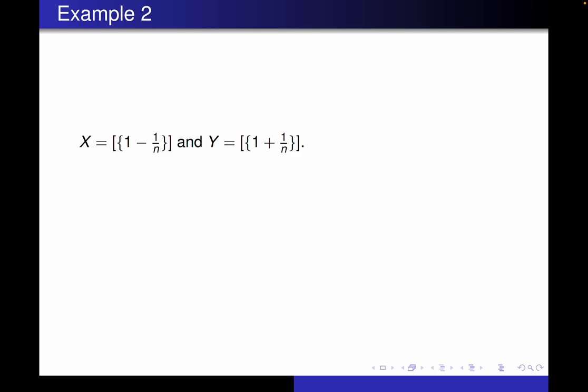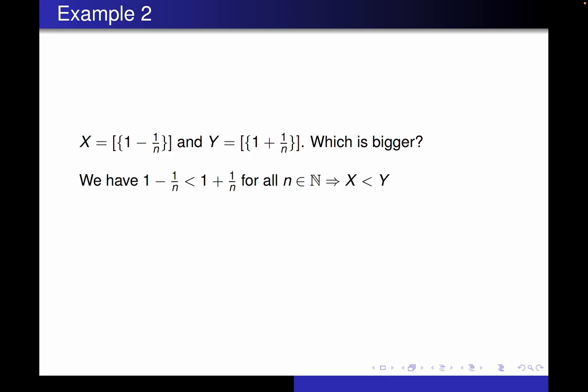Because here is a situation where we have x being represented by the Cauchy sequence 1 minus 1 over n, y is being represented by the sequence 1 plus 1 over n, and, well, which is bigger? According to our rule, we have 1 minus 1 over n is always less than 1 plus 1 over n, so x should be less than y, according to our rule. However, x is the number 1 because 1 minus 1 over n converges to 1. y is also 1 because 1 plus 1 over n also converges to 1. So it is not true that x is less than y. It is in fact true that x is equal to y.